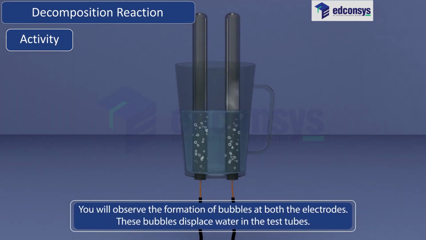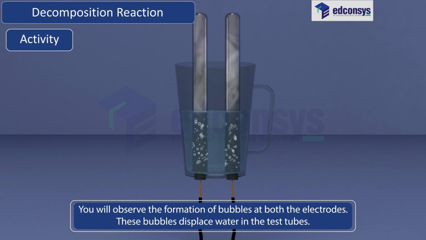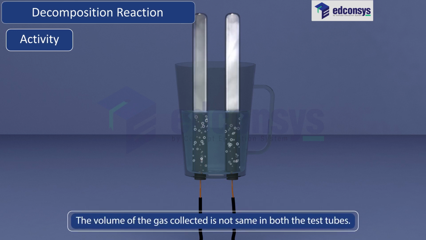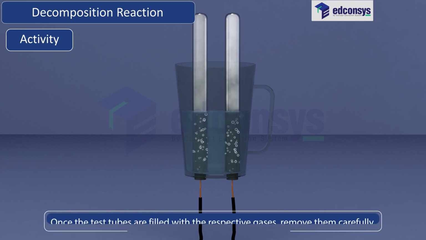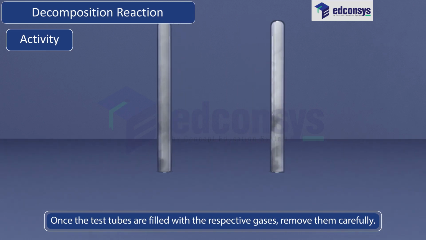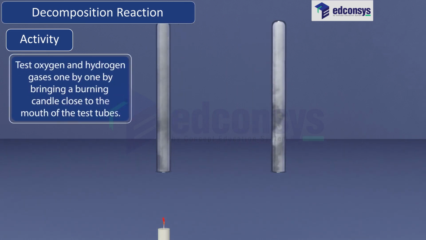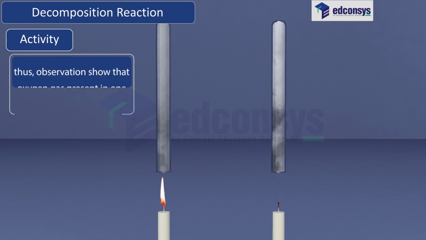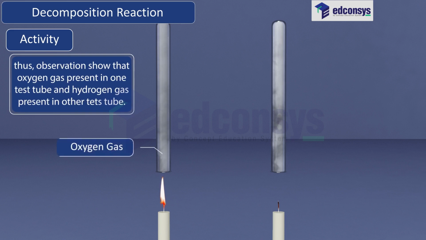You will observe the formation of bubbles at both the electrodes. These bubbles displace water in the test tubes. The volume of the gas collected is not the same in both the test tubes. Once the test tubes are filled with the respective gases, remove them carefully. Test oxygen and hydrogen gases one by one by bringing a burning candle close to the mouth of the test tubes. Thus, observations show that oxygen gas is present in one test tube and hydrogen gas in the other test tube.